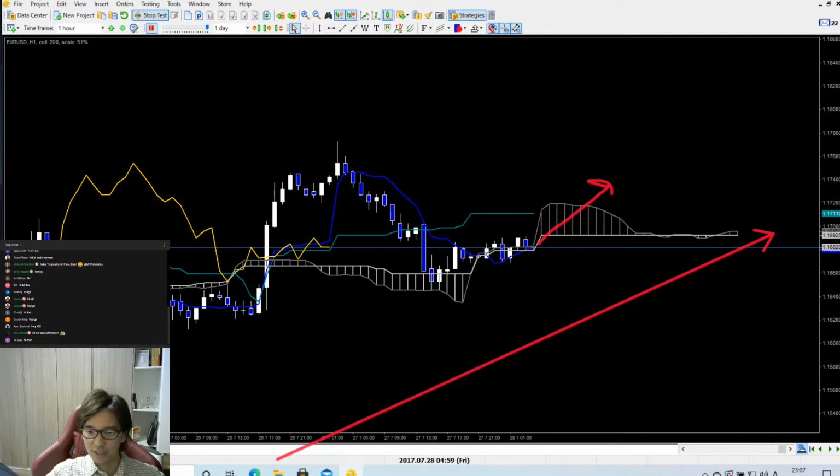So let's see if this is uptrending, downtrending, or range. Which one do you think it is in this 1 hour chart? So I get a couple of answers now.